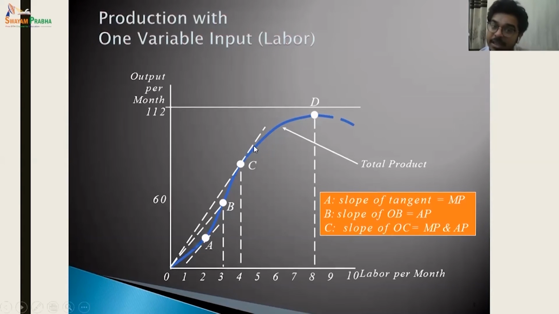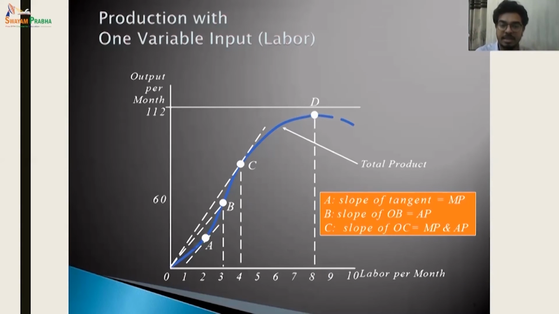On point C, ironically, if you see the tangent, the tangent is touching the origin, as well as being the straight line connecting C and the origin. So the tangent is nothing but the straight line connecting the origin and that point. And over here, because the tangent shows marginal product and it is the same line which connects point C and the origin, which is average product, marginal product equals average product.